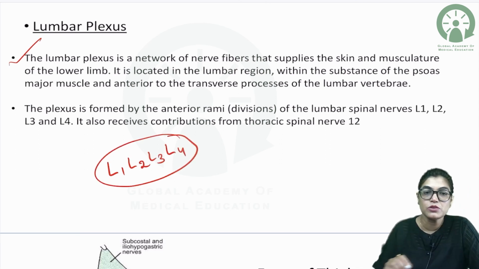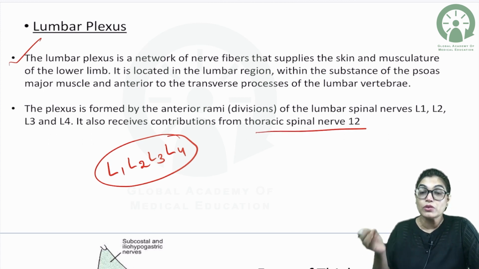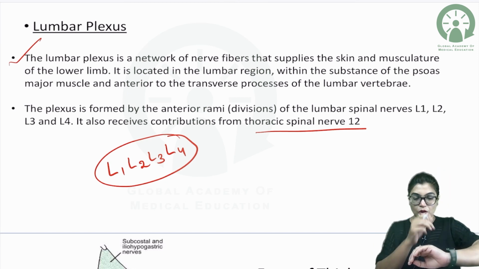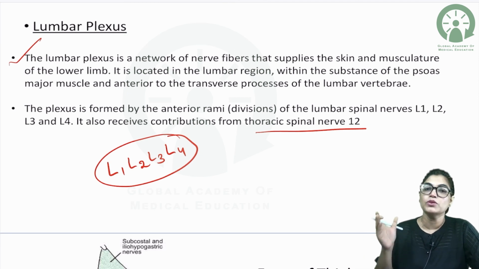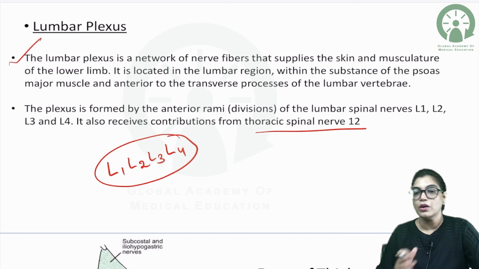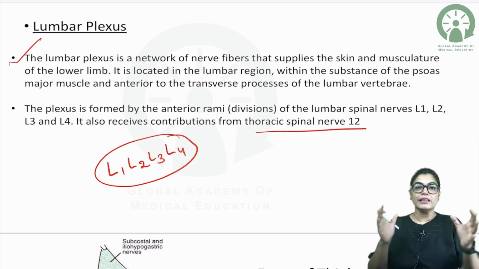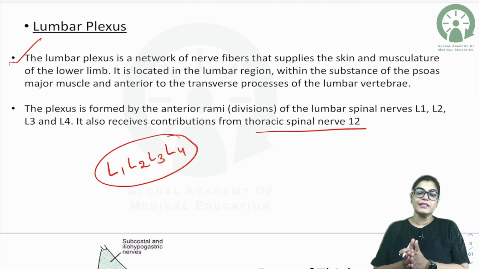My dear aspirants, please note down. The contribution from T12 is not full, it only sends a communicating branch. But if an MCQ comes that lumbar plexus is formed from all the following nerve roots except, you will mark T12 as the answer, because it is not contributing with the whole of T12. Sometimes a communicating branch may communicate with the lumbar plexus, but if I talk about lumbar plexus formation, it is from the anterior rami, ventral rami of the lumbar spinal nerves, that is L1, L2, L3 and L4.